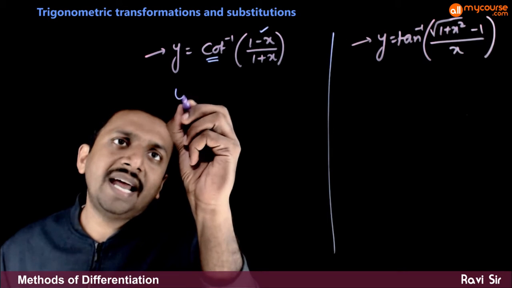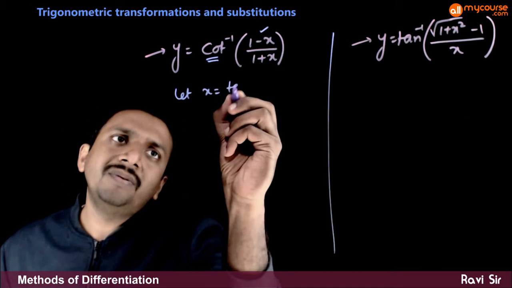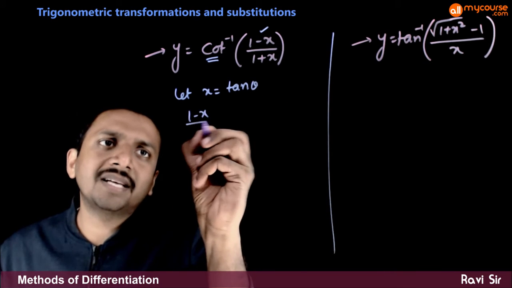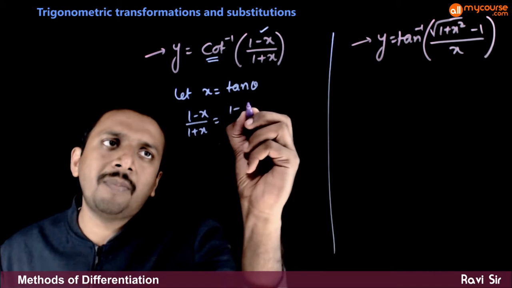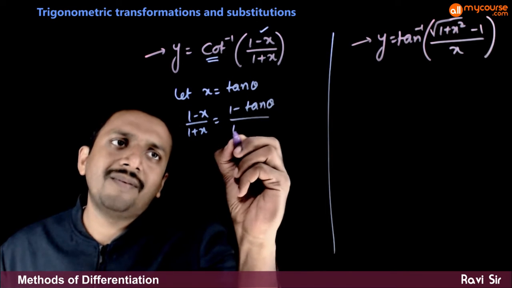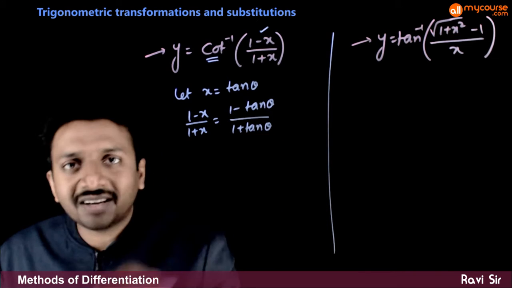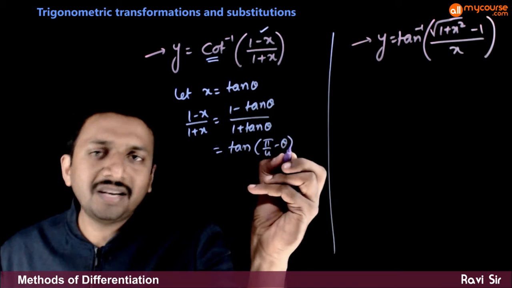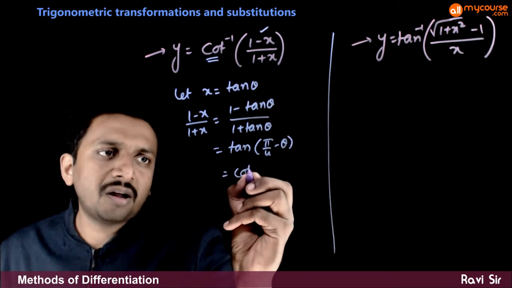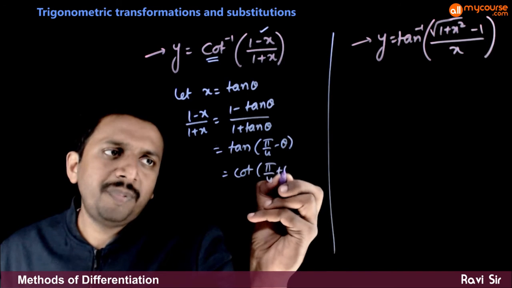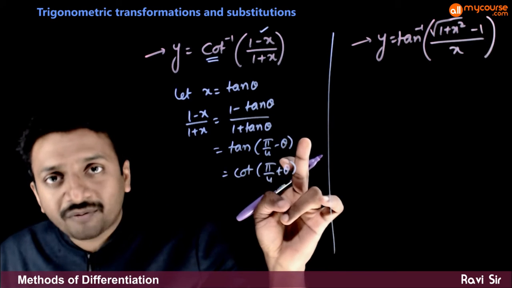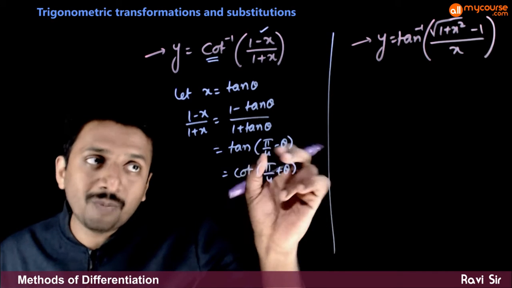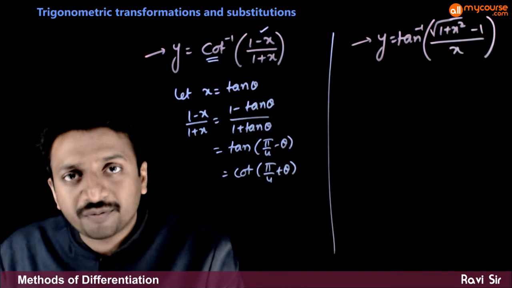So what I do is let x is equal to tan theta. If I use the substitution, (1 minus x) by (1 plus x) is nothing but (1 minus tan theta) by (1 plus tan theta), which is equal to tan of (pi by 4 minus theta), which is equal to cot of (pi by 4 plus theta). Now tan of (pi by 4 minus theta), from compound angle formulas, is cot of pi by 2 minus this, which will turn out to be pi by 4 plus theta.